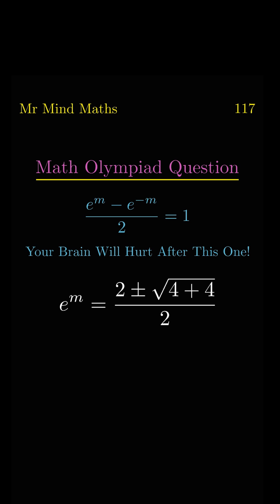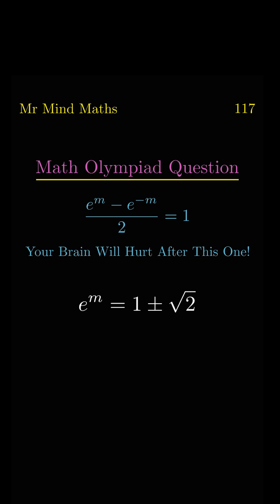4 plus 4 will become 8. Now we will convert under root 8 into 2 under root 2. So that 2 will get cancelled with 2. So we will get e power m equal to 1 plus minus under root 2.